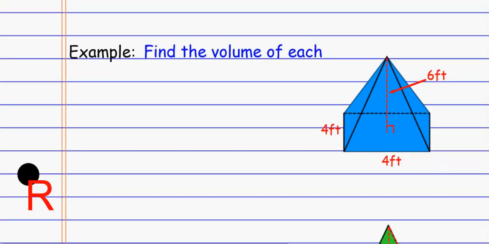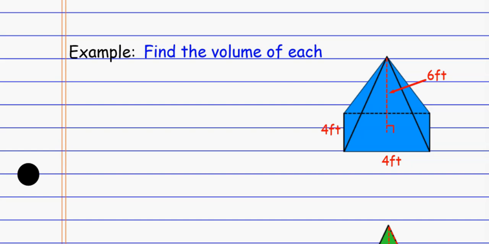For example, if I look at something like this one, it says find the volume of each. And so for this one, the volume is 1/3 the area of the base times the height. And notice the height is the thing that's given here, all right? Not the slant height. The actual height is when we measure from the base perpendicular to the point that this thing converges at.